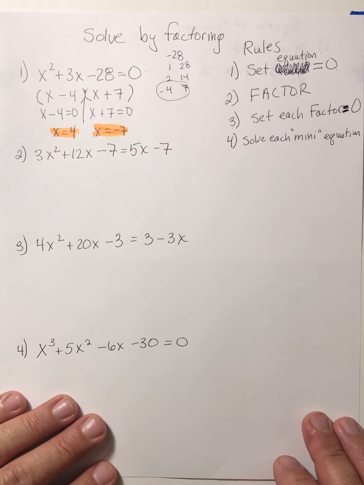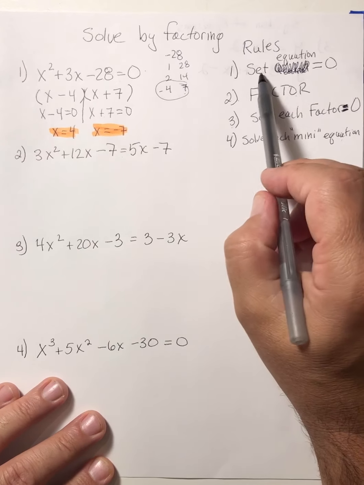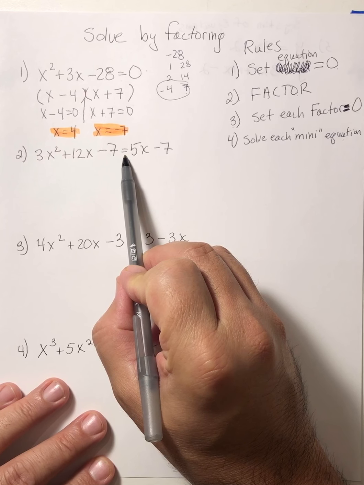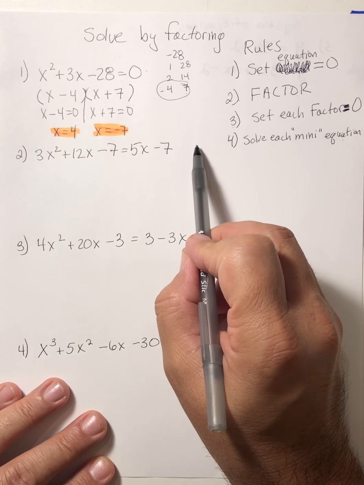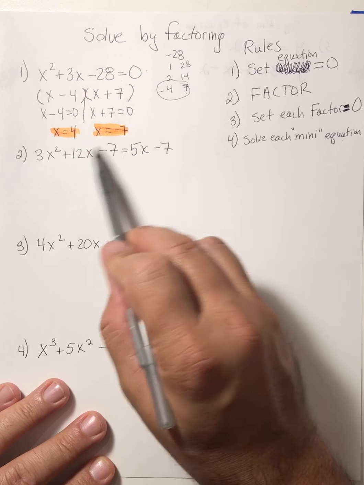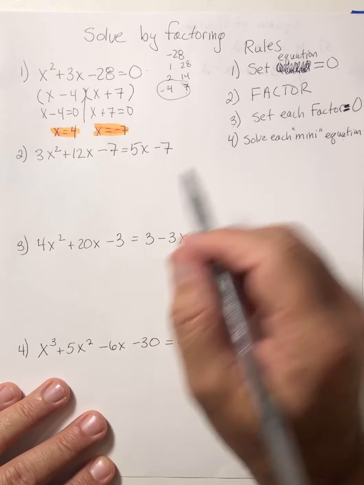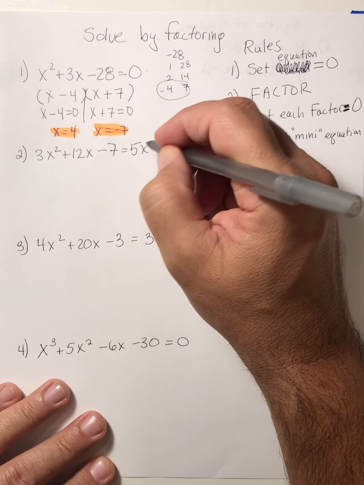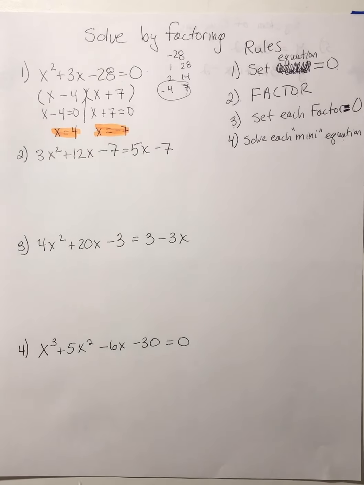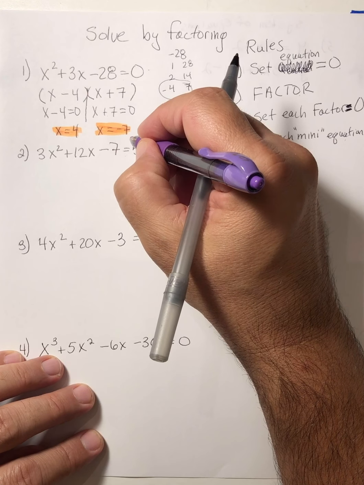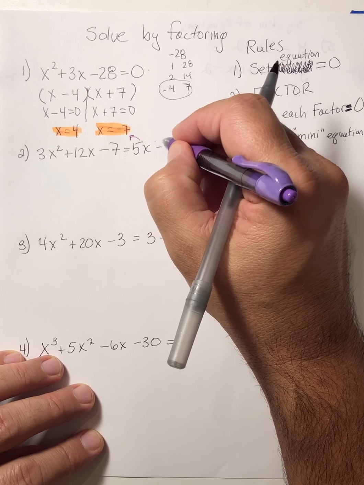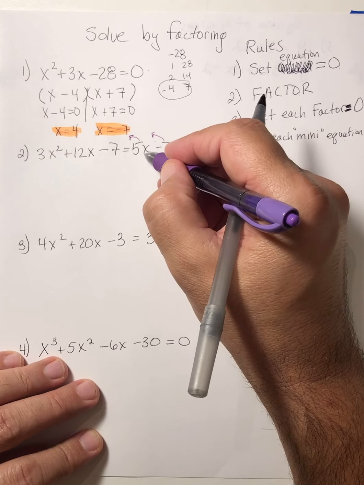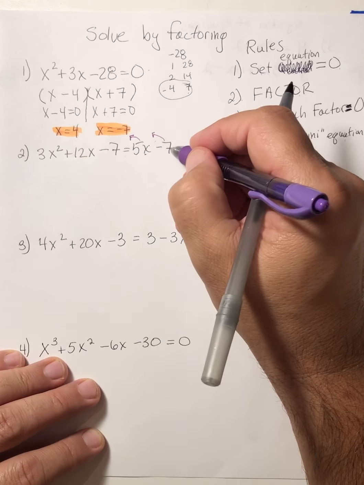All right, number 2. All right, 1, set it equal to 0. This is not equal to 0. There's a big fat equal sign right here. Don't put the equal sign at the end. That's wrong. You do your algebra. All we have to do is move things around. So what do I have to move? That's right. I have to move the 5x and the negative 7 the other way. How? Well, that's right. We subtract the 5x and then we add the 7.